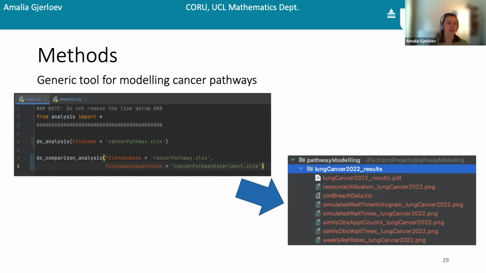You can also compare 2 spreadsheets. If you want to run an experiment, you can compare it to your base case scenario. So you can use the do comparison analysis function. Again, just put in the names of the 2 spreadsheets you're comparing, and it spits out a folder within your Python project that has all of these plots that compare waiting times, number of appointments, the referral rates, your breach information, resource utilization, and a nice PDF that summarizes and explains all of those plots for you.